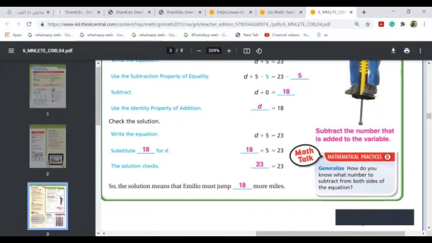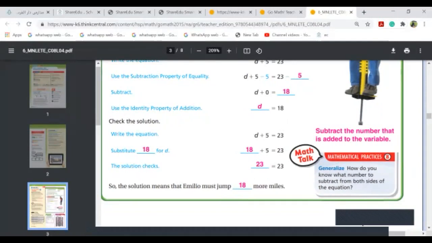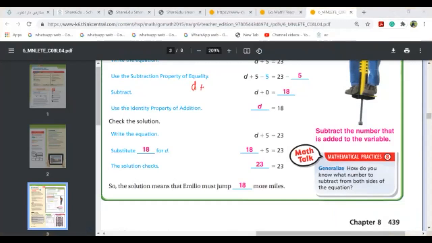Did you finish writing? Yeah, miss. Did you write how we solved? D equal 23 minus 5. D equal 18. Okay, I'll go to another page. Thank you, Galia, for responding. Be with us.